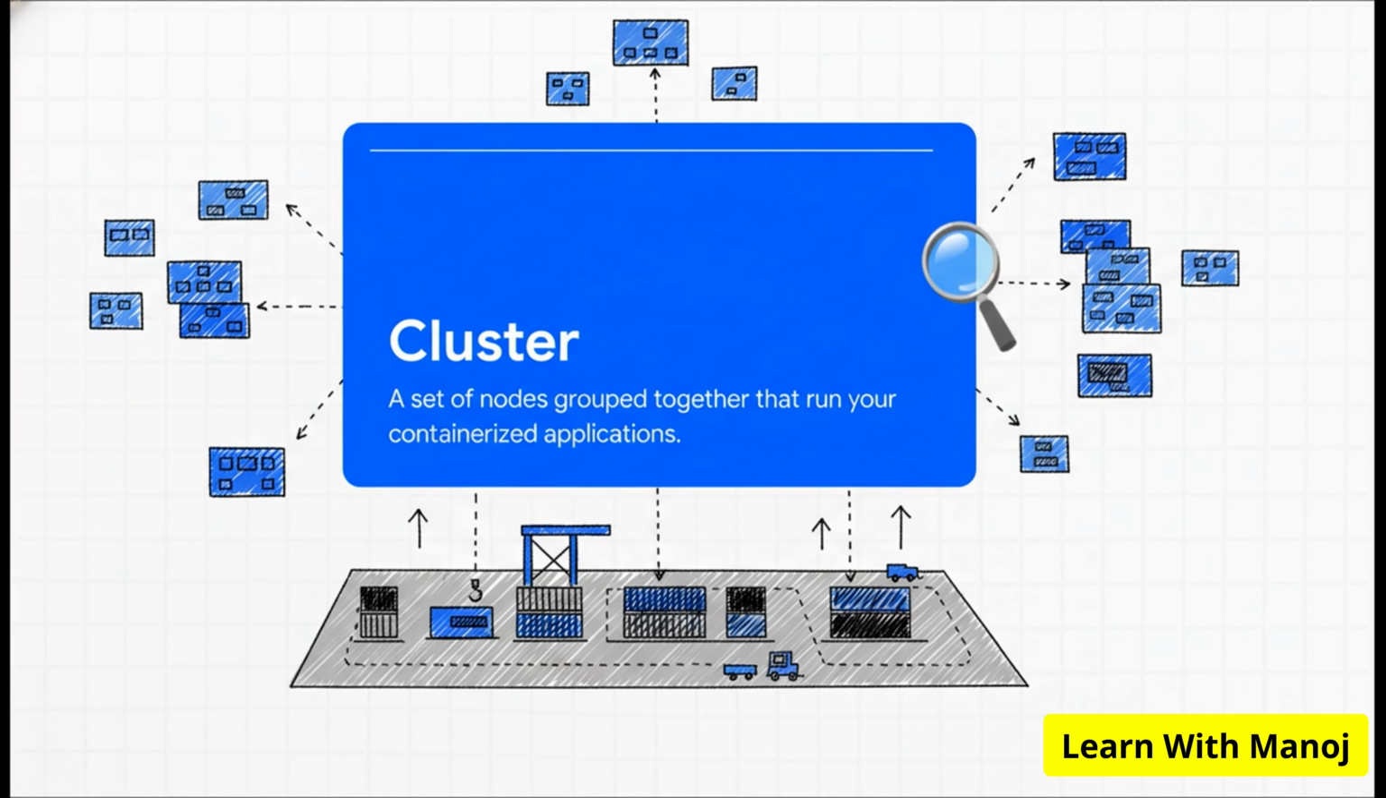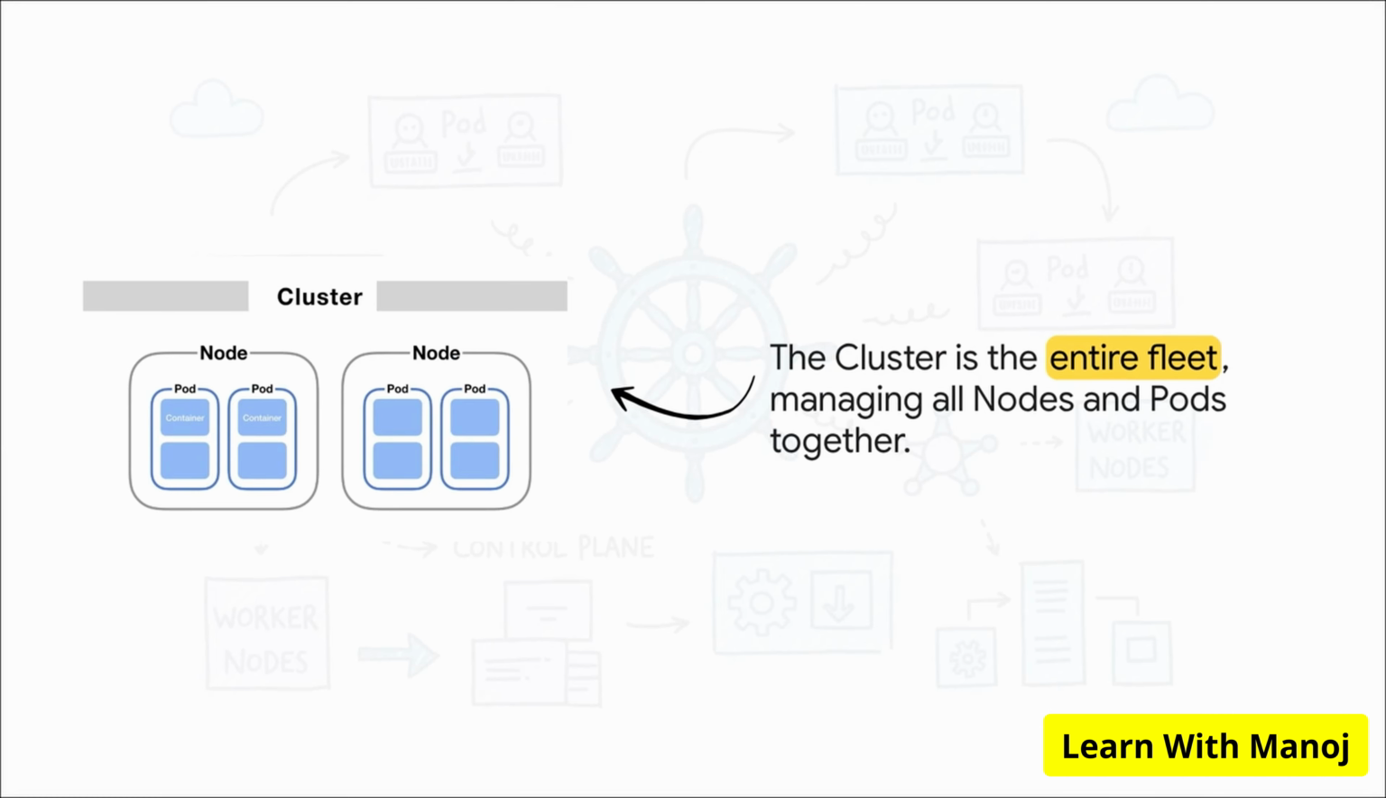Now, one node is pretty useful, but modern applications need a lot more power and, more importantly, reliability. And that's why we group a bunch of nodes together into what we call a cluster. A cluster is the complete set of all our worker machines, all managed by Kubernetes as one single cohesive unit. This is our entire shipping yard. And there it is, the whole picture. We've got our cluster, which is made up of multiple nodes.